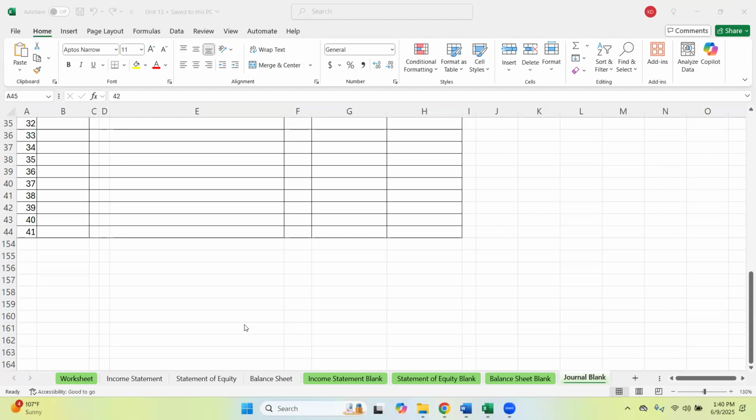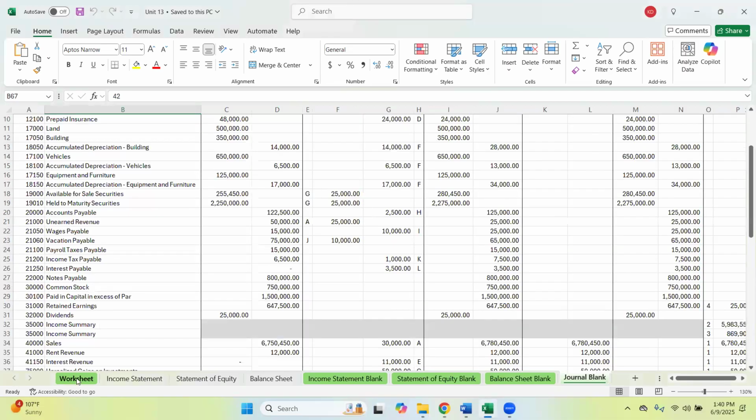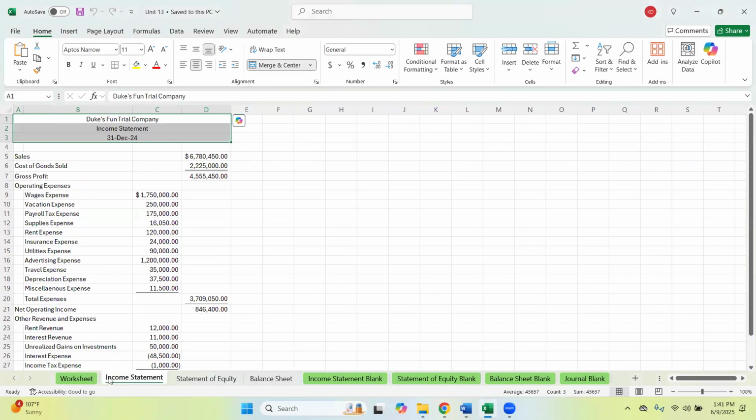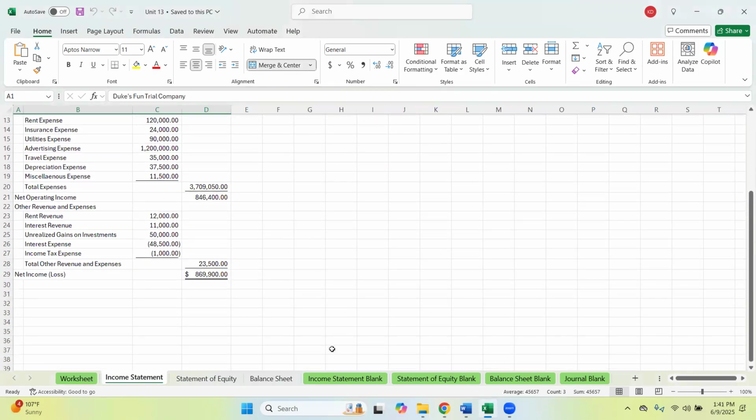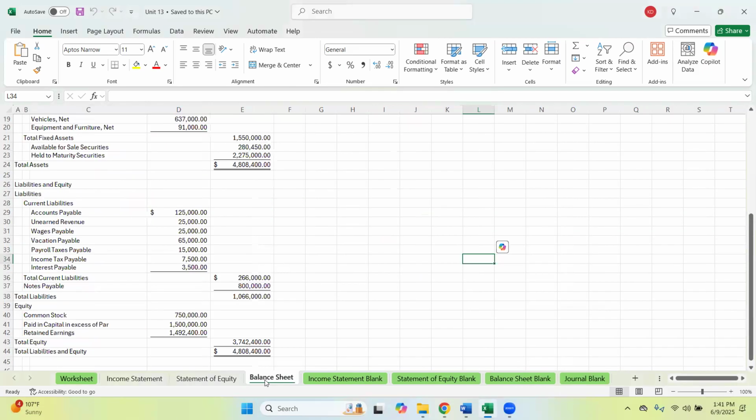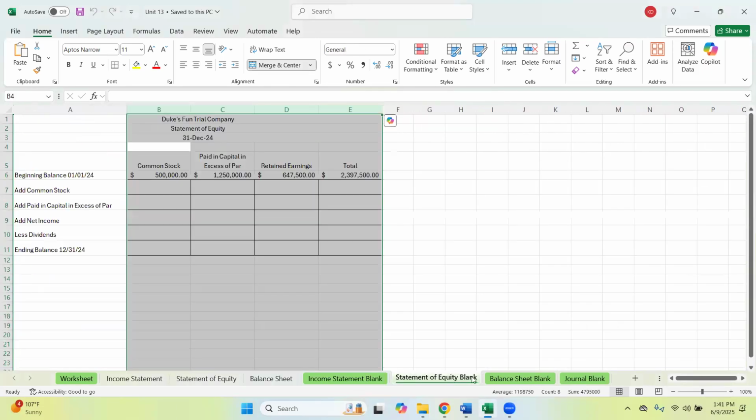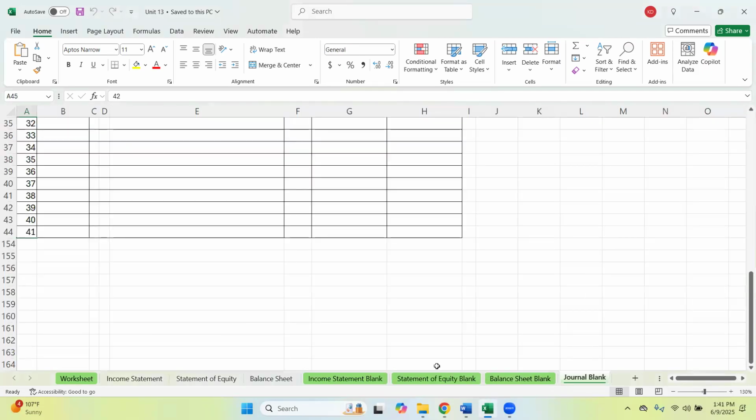Okay, I promised to record this video. What I'm going to show you here is my worksheet, and you all have access to this Excel file. Here's the completed income statement. I've got to move this up so I can see everything. It's the completed statement of equity, balance sheet, and then here are the blank ones right here. And then there's the journal.